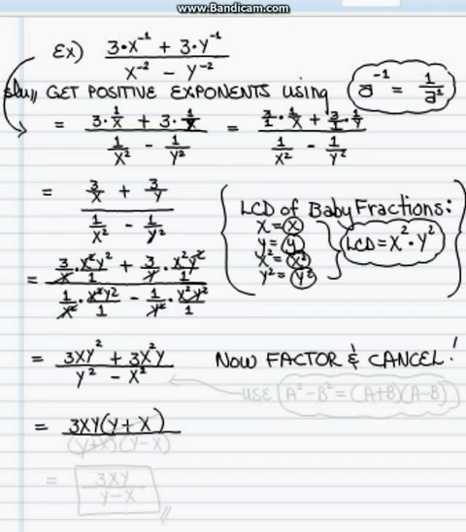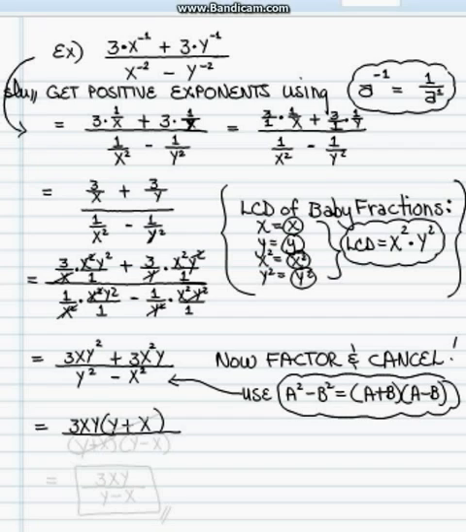On the bottom, we're going to use the formula that says a squared minus b squared is equal to a plus b times a minus b. Okay, so we use that on the bottom, and we get y plus x times y minus x. And now you see a common factor on the top and bottom. y plus x appears as a factor on the top and the bottom. They simplify, and our answer is 3 times x times y over y minus x.